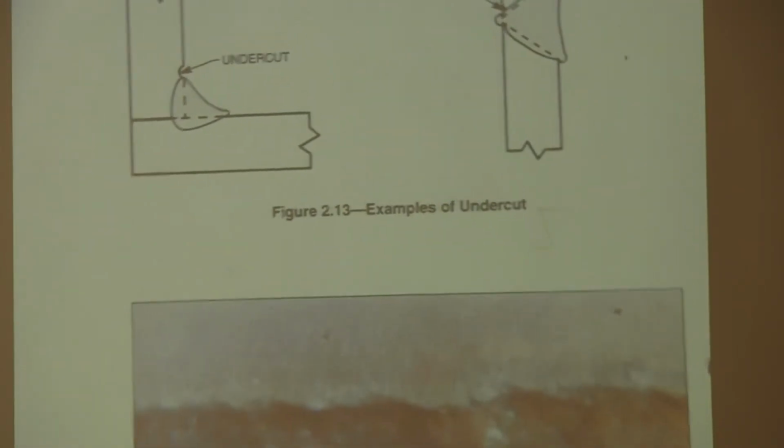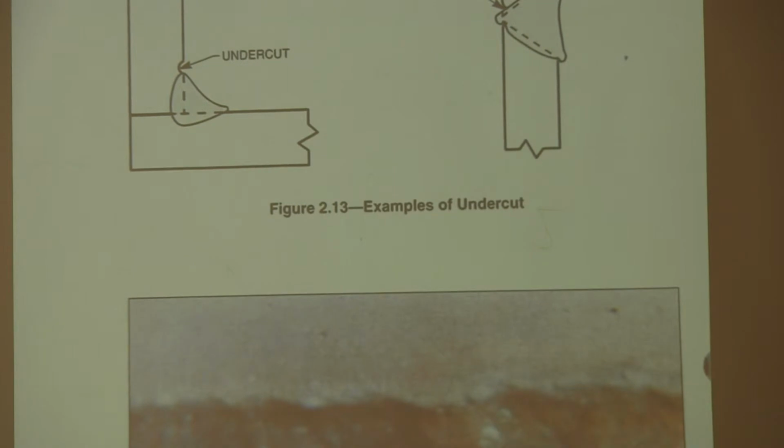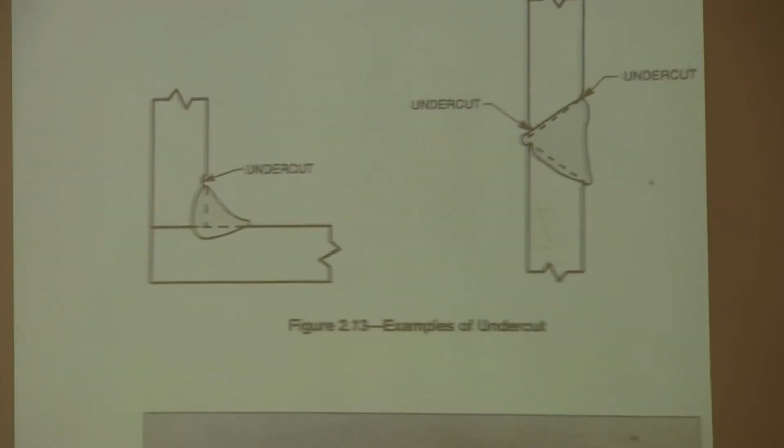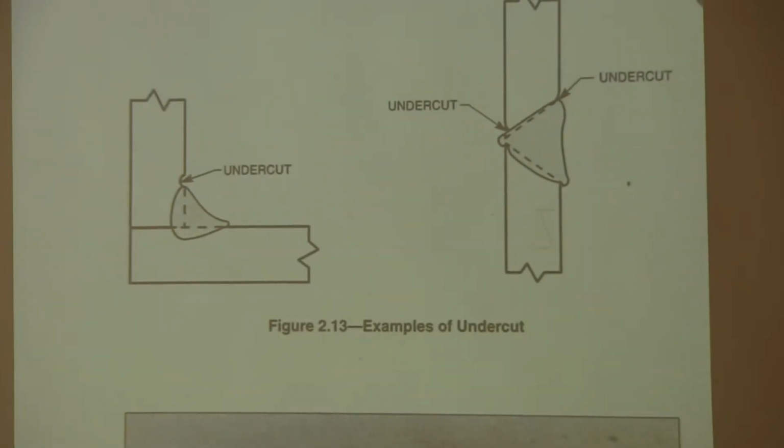Undercut is something that we run into a lot. When you're making a fillet weld or a groove weld, a lot of times you melt some of the base metal and then it doesn't get filled back up with weld metal along the edges. And that can be controlled by the welder's technique if he's aware of what he's doing. But the code is very specific on the amounts of that undercut and how deep it can be and stuff like that.